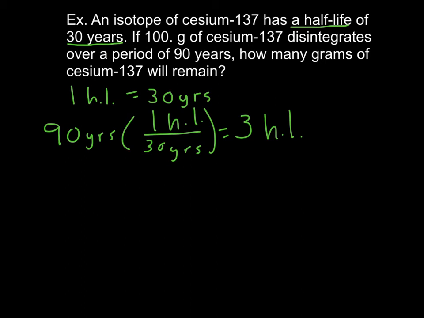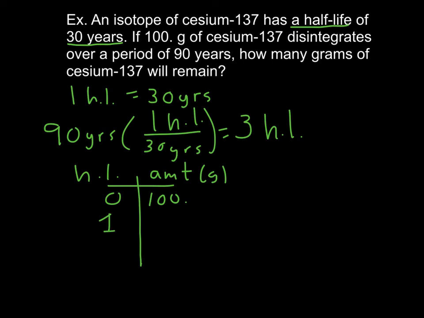Now it becomes a T-chart situation. If you draw a little T-chart for half-lives and amount of sample, at 0 half-lives, which is time 0, we're starting with 100 grams of sample, and that's in grams. After 1 half-life, half of that sample remains. Well, what's 100 divided by 2? You're right, 50. Remember sig figs.